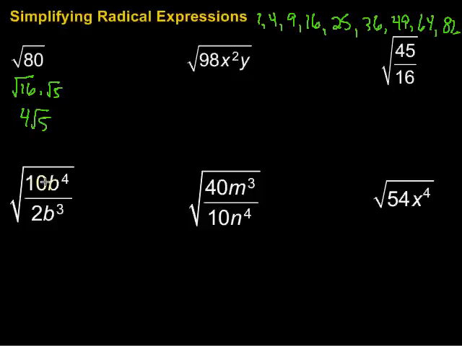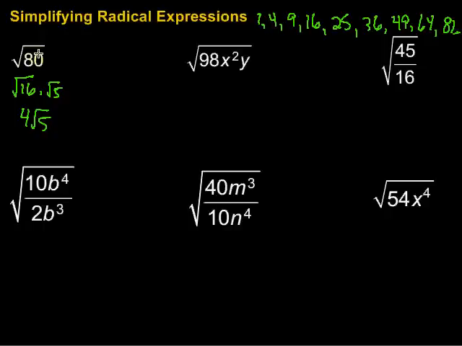Now, are there any perfect square factors of 5? Well, let's take a look, other than 1. 1, of course, is a perfect square factor of everything, so we don't even worry about that because that can't help us. 4, nope. 9, too big, so we're done.